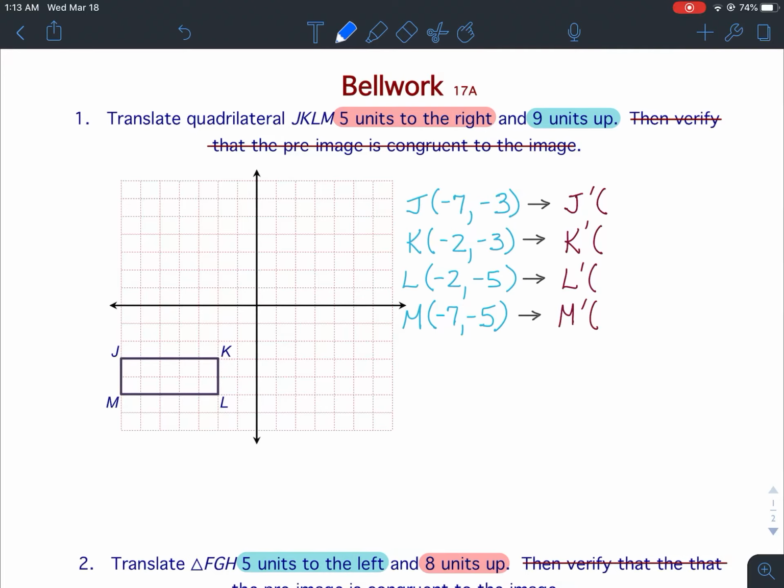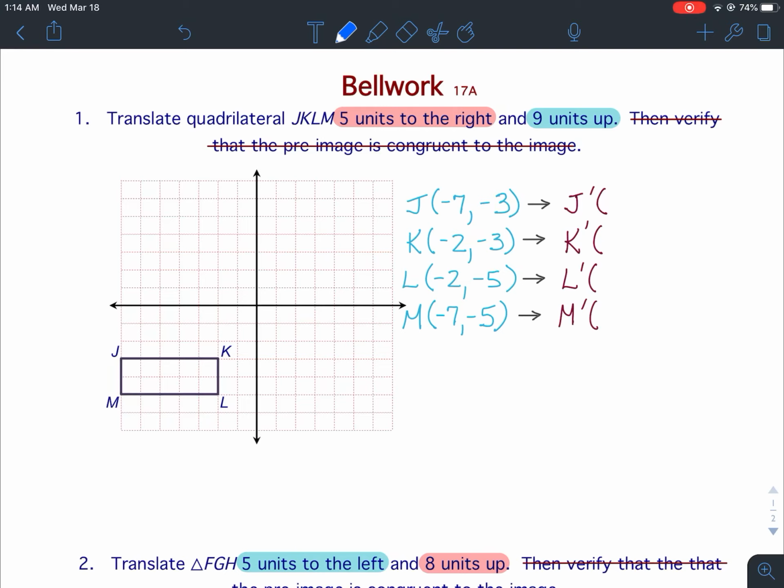All right, Bellwork 17A. You're going to need to import Bellwork 17A from Schoology into Notability. Once you have it in there, there are only 2 questions, 1 and 2, and 1 and 2 are exactly like examples 4 and 5 from the notes. And I have a brief video here that can help you get started so you know exactly what needs to be on your paper.